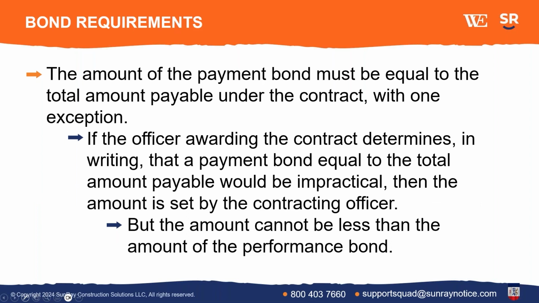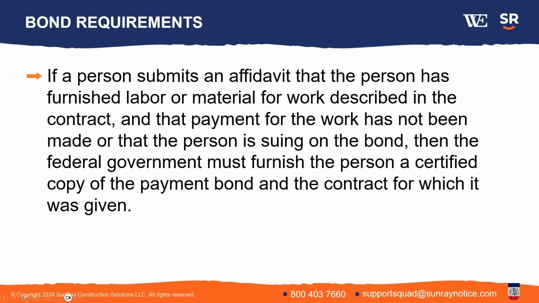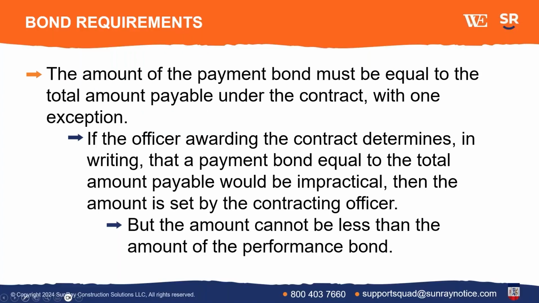So the amount of the payment bond under the Act has to be equal to the total amount payable under the contract. So that's the amount requirement. However, there's one exception. If the contracting officer awarding the contract determines, and it has to be in writing, that a payment bond equal to that amount would be impractical, then the contracting officer gets to set the amount. However, it can't be less than the amount of the performance bond. So that's one caveat. Essentially, generally, it's going to be in the amount of the contract unless the contracting officer makes an exception.